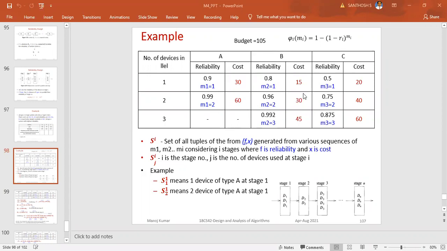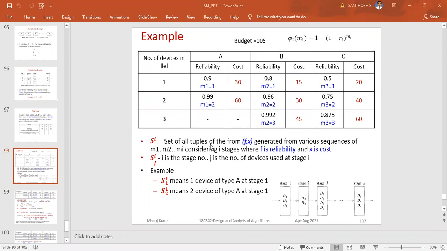So now you come for the B. So what is the total cost? 30 plus 15, 45. So out of 45, 105. So next you can go with another 15, that is 45. So now 20 plus 40 equals 60.